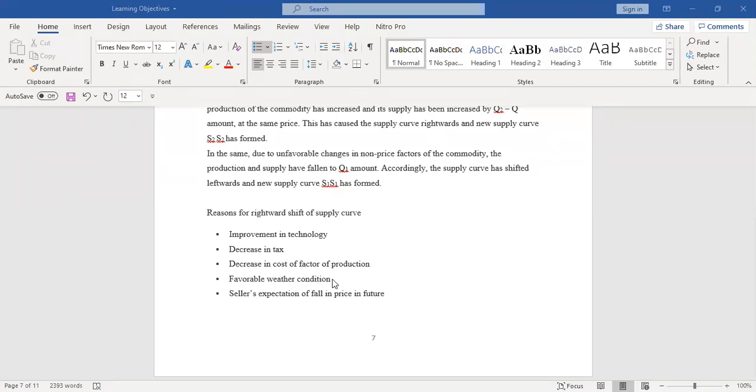Okay. Seller's expectation of a fall in price in the future. Now, if I'm a businessman and I expect that the price of this product that I'm selling is going to fall significantly in the future, right? Then I would want to capitalize now. I want to sell out all of my stocks now. So now, at present, I want to supply the market with as much as I can to ensure that I make the most amount of profits I can from this product.